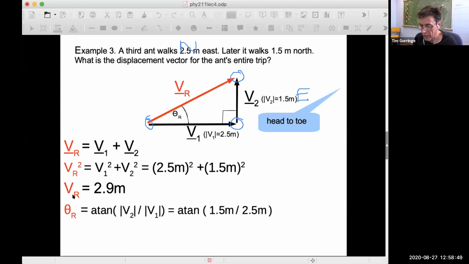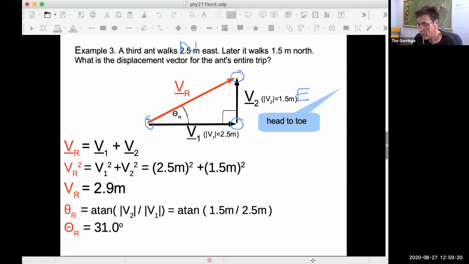And if you want the direction, I'm going to figure out, again, this angle theta r in my little right angle triangle. It's the length of the opposite side divided by the length of the adjacent side according to trigonometry. And so we got 1.5 meters divided by 2.5 meters, and that comes out to be 31 degrees. And so that's an example of adding together perpendicular vectors.